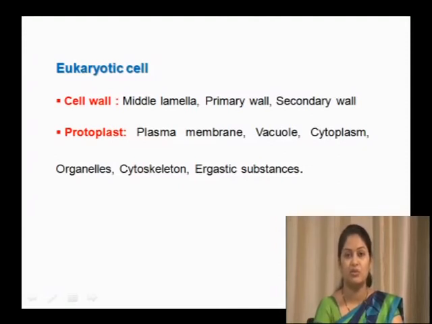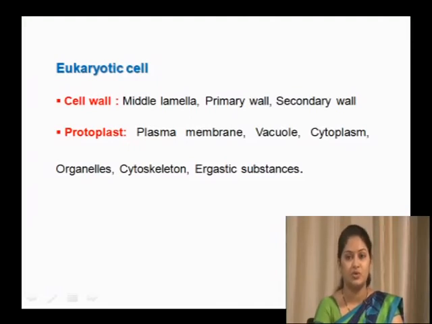Cell wall is found only in plant cells and a few other organisms. If a plant cell is considered, the cell wall can be classified into the middle lamella made up of calcium and magnesium pectate, the primary wall made up of cellulose, hemicellulose, and pectin, and the secondary wall, which may be made up of lignin or suberin.